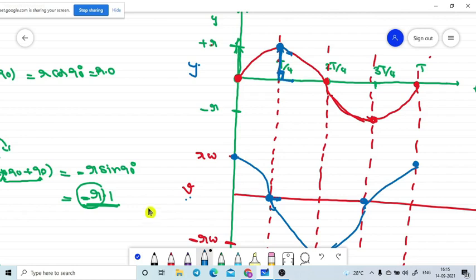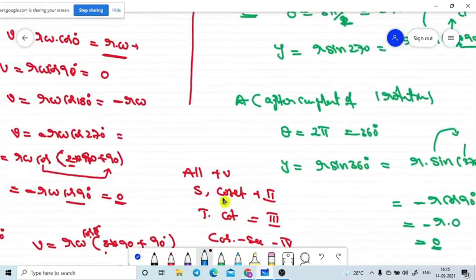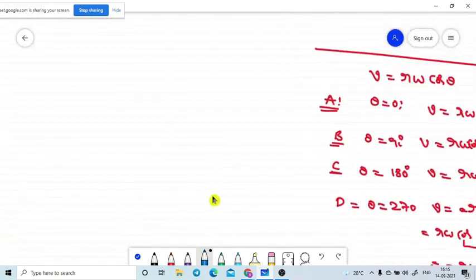Now we are moving on to the next one, acceleration. We need to represent the acceleration graph also. So let me move on to this one.